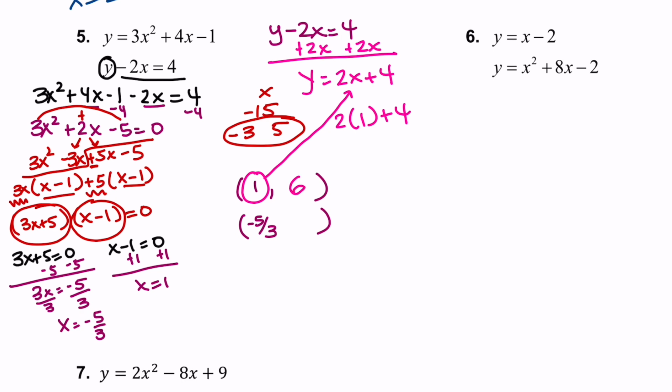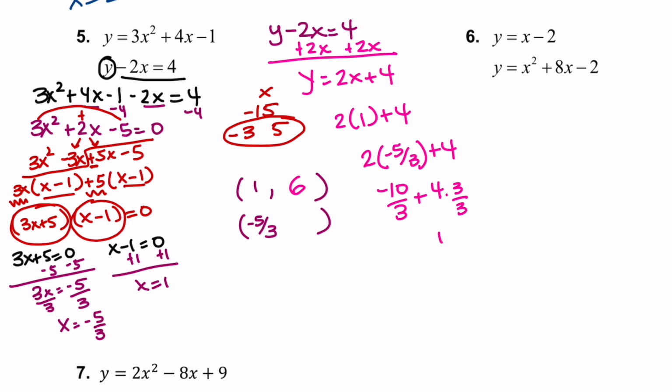For my other piece, I'm going to take negative 5 thirds and substitute it in for the y value. Negative 5 thirds and substitute it in for the x. So I'm going to have 2 times negative 5 thirds plus 4. I have negative 10 thirds plus 4. We're going to get a common denominator by multiplying the top and bottom by 3 over 3. And I'm going to have 12 thirds minus 10 thirds. Add those together and you get 2 thirds. So we're going to have 2 thirds here.